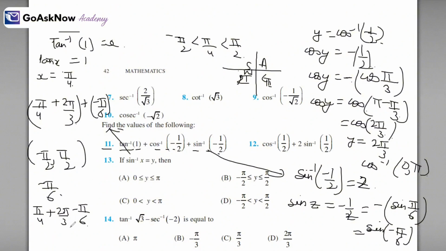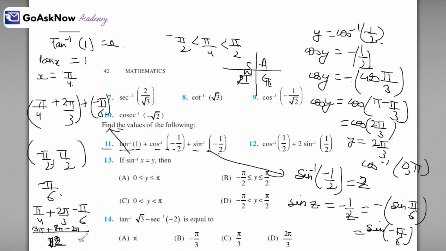So from here, what is the LCM? The LCM of 4, 3 and 6 will be 12. So with 12 as the LCM, in the upper side you will get 3 pi plus 8 pi minus 2 pi.